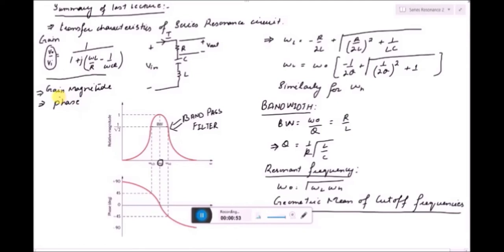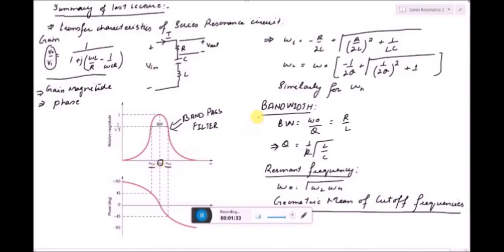Then we found the gain magnitude as well as phase, and after drawing the graph for the gain magnitude, we learned that it is a band pass filter. There were two frequencies that we found in the last lecture: a lower cutoff frequency and a higher cutoff frequency. These two corner frequencies define the bandwidth of the band pass filter. By bandwidth we mean that the signal will only give you an output if its frequency is within the range of omega low and omega high, and omega naught is the resonant frequency.